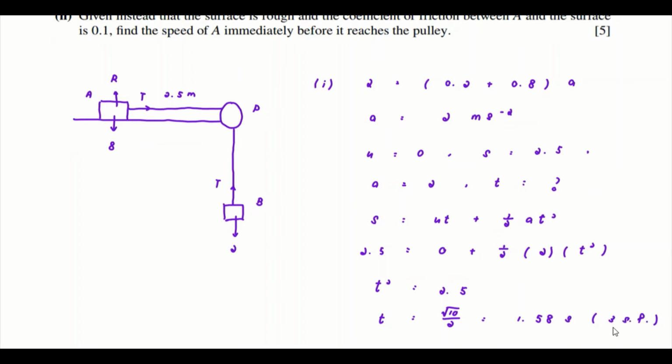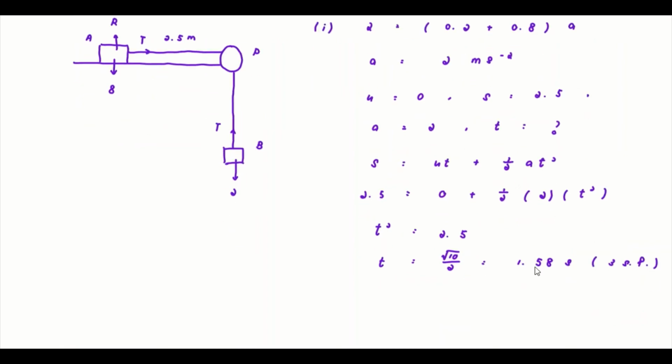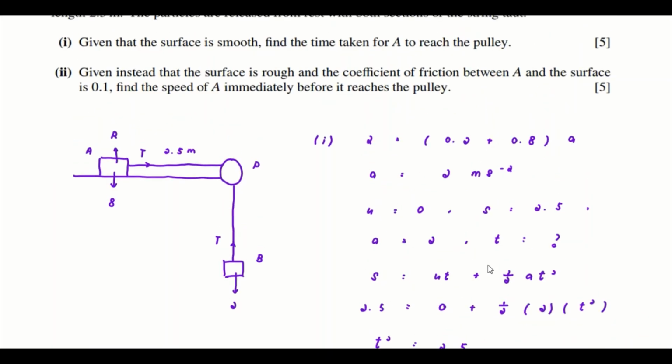Okay, so you might want to save this value, in case you need to use it in part 2. So you need the exact value, right? Okay, so part 2: given instead the surface is rough and the coefficient of friction between A and the surface is 0.1, find the speed of A immediately after it reaches the pulley.